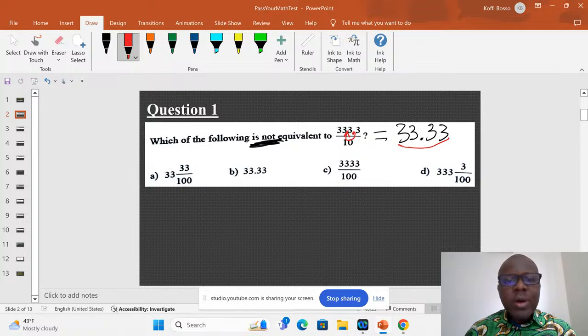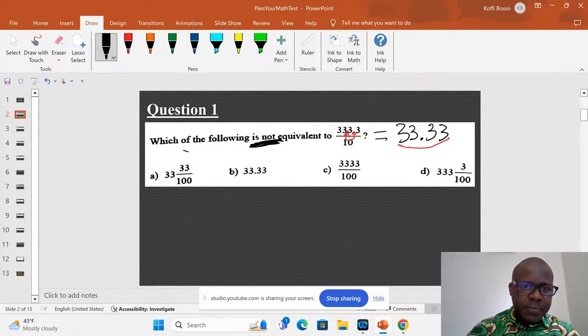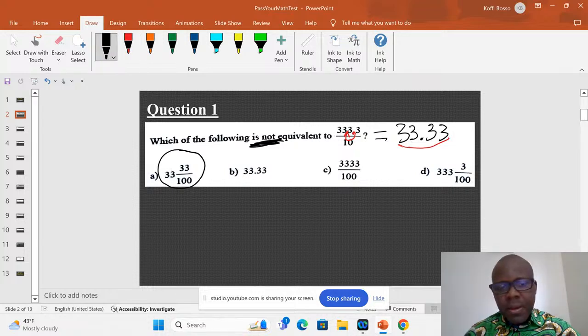So we want to see from all these four choices which one is not 33.33, because that's the question. Now, the first one here, this is a mixed number, right? As a mixed number, the fraction 33 over 100 is the same as 0.33.